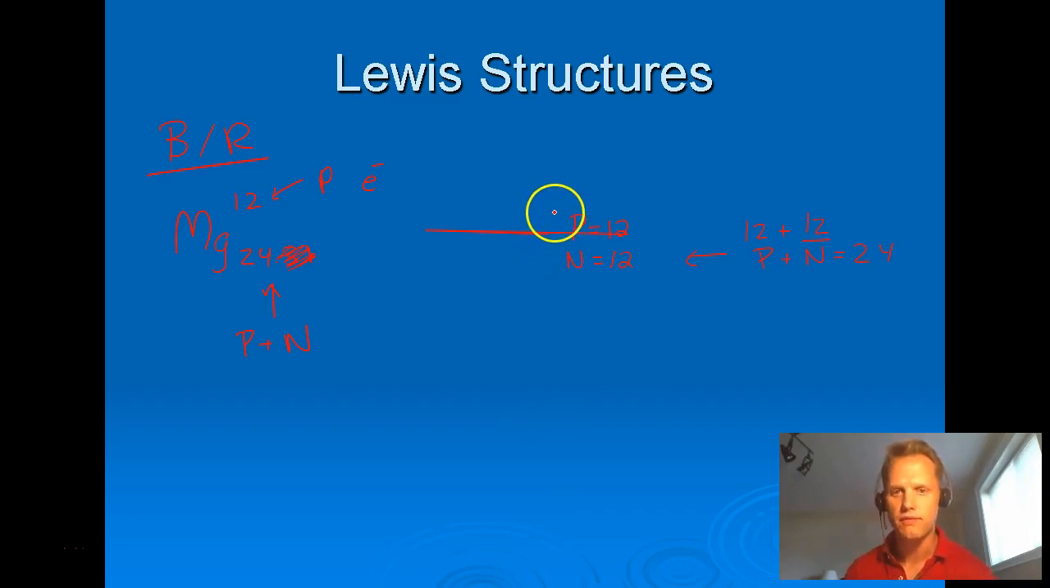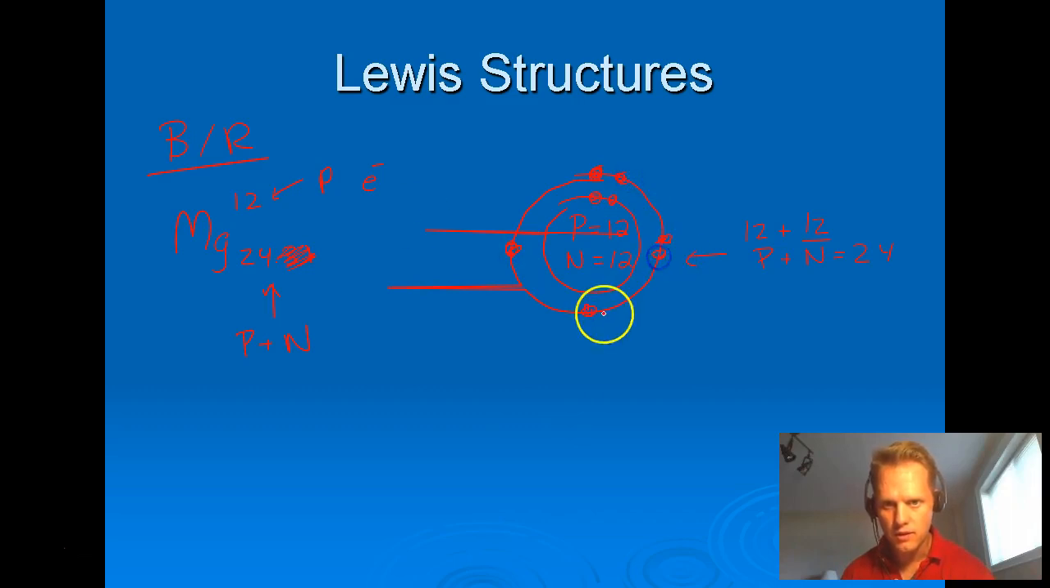The first shell holds how many? It holds 2, so we half fill, then we pair. Then we fill up the next shell. Notice I'm half filling it. If it holds 8, then I have to put 4 around before I pair. And then this is my last 2. So this is the Bohr-Rutherford diagram. How many valence electrons does it have? Valence electrons are in the outermost shell, and you can see it has 2. So it's got 2 valence electrons.